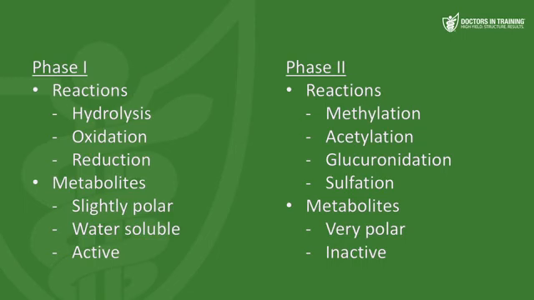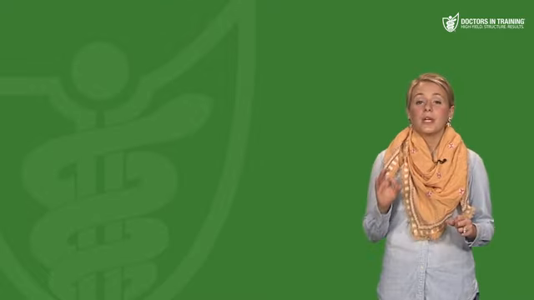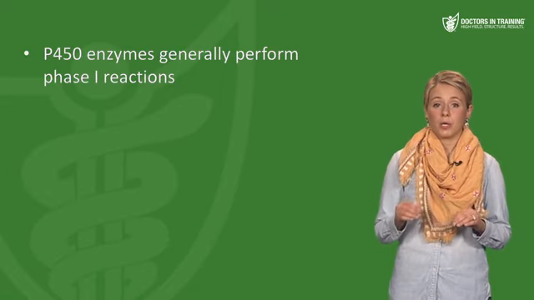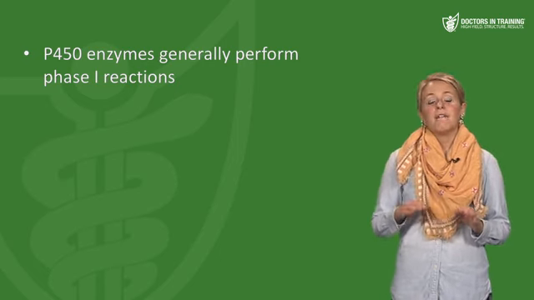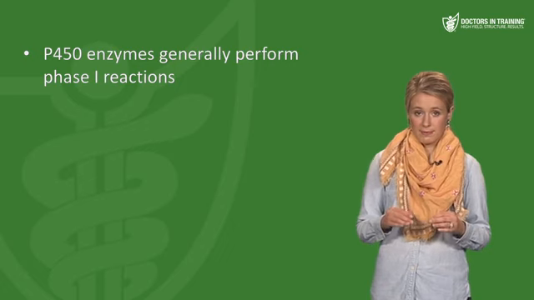But in general, I want you to remember phase 1 reactions are hydrolysis, oxidation, and reduction. And they create a slightly polar molecule that is still active. Phase 2 reactions are conjugation reactions that create a very polar molecule that is inactive. There are 3 other quick bullet points that I want you to remember. First, cytochrome P450 enzymes generally perform phase 1 reactions. We'll come back to cytochrome P450 in a second, but remember, phase 1 equals P450.